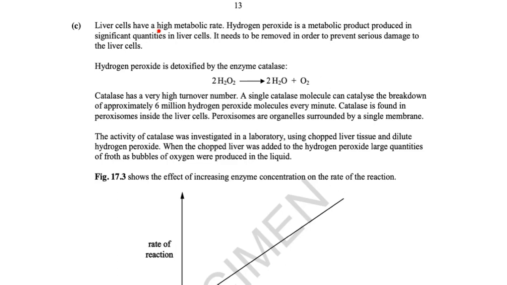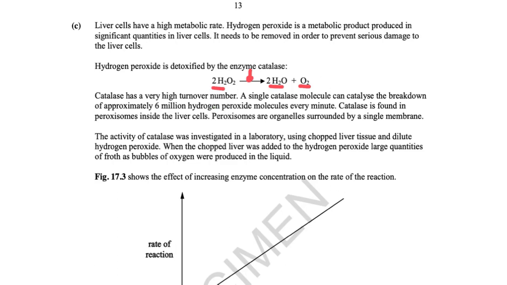So it says it has a high metabolic rate. It says that hydrogen peroxide is the metabolic product produced. It needs to be removed in order to prevent damage. So hydrogen peroxide is detoxified by the enzyme catalase. So catalase is the enzyme, and catalase is helping with the catalysis, that is the breakdown of hydrogen peroxide into water and oxygen. It then tells you the catalase has a very high turnover number, which is the number of reactions that a single molecule can catalyze, which is approximately 6 million hydrogen peroxide molecules every minute.